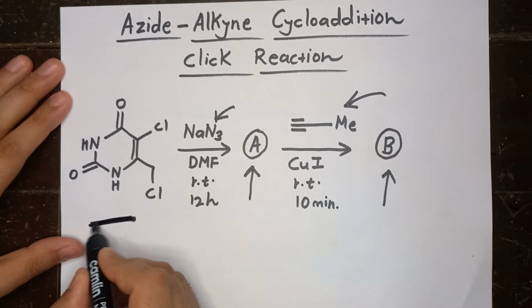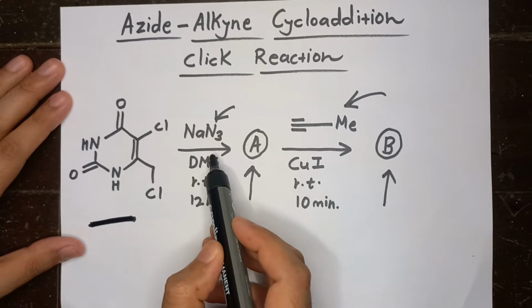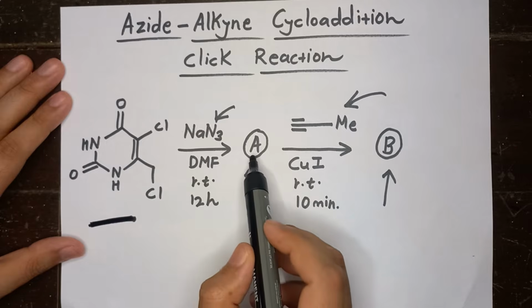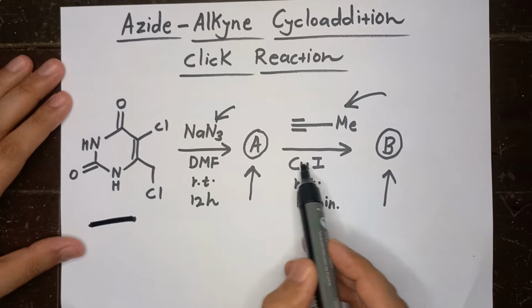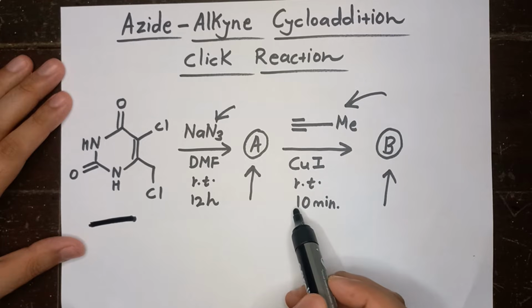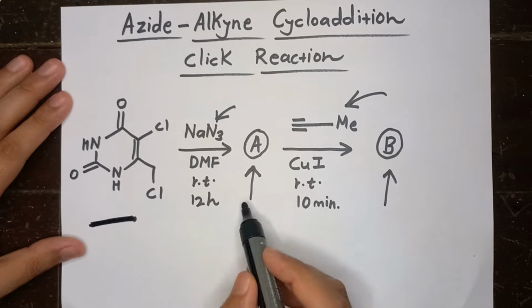This is my starting material and I'm reacting this with sodium azide in the presence of DMF as a solvent, and we are getting molecule A. Now this molecule A further reacts with this alkyne in the presence of copper iodide at room temperature for 10 minutes and we are getting B. So I want you to find out the structure of A and B.